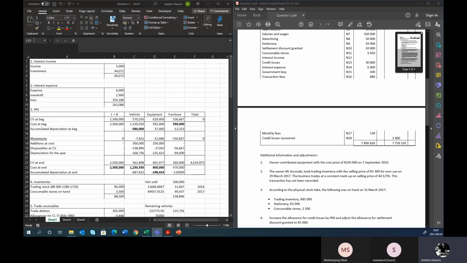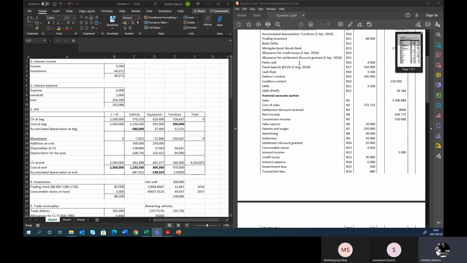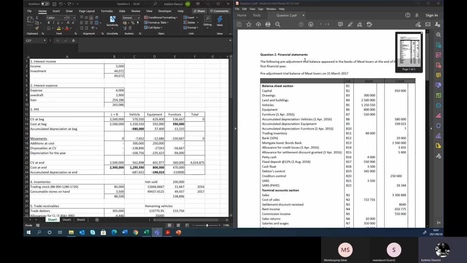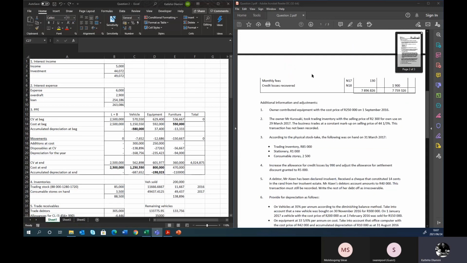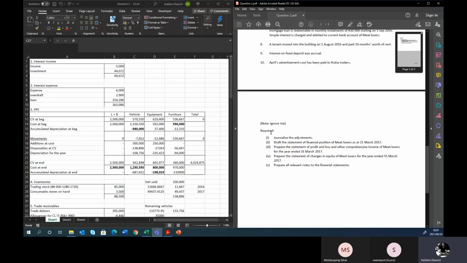Okay, so I'm going to start. The first thing you need to do, besides reading the top of the question, is go all the way down here to required. Required will tell you everything that you need to do, right? So it says generalize the adjustments. We're not going to do that. Let's put them in the general journal.